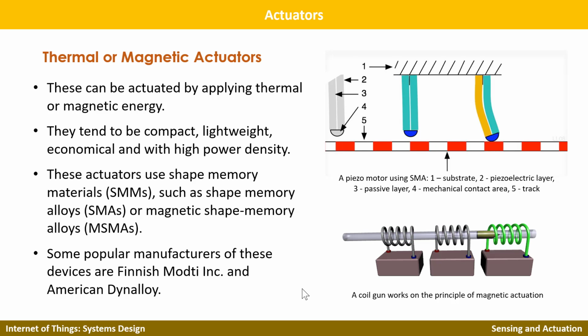On the bottom one, you can see a coil gun where it can shoot a bullet using the magnetic actuation. Both thermal and magnetic actuators are used in the microelectronic domain to produce very small actuators inspired by these concepts.